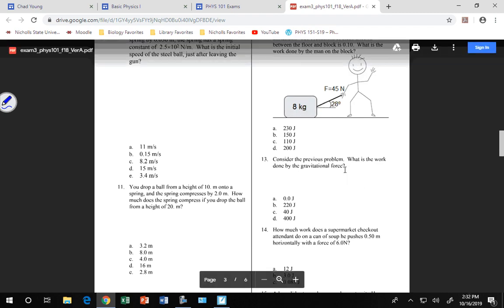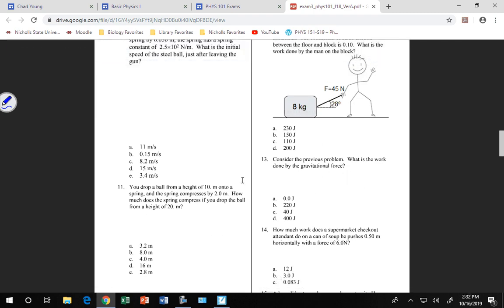Right here? What is the work done by the gravitational force? Okay, so the gravitational force acts in this direction. That's Fw. And the work done by that is going to be 0. The reason it's 0 is because work is equal to force W times the displacement, which is going to be Y. But there is no displacement in the Y direction for this object, because it's just moving along the horizontal direction. All the displacement is in the horizontal direction, not vertical.